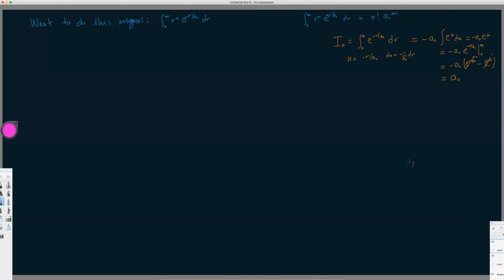So we have I0 here. There's a little table: the integral and the answer. And that's a0. Now let's check this against what we know is supposed to be the answer. So in this case, n is 0. So we have a 0 factorial, and in fact, 0 factorial is 1. a0 to the 0 plus 1, in other words, a0 to the 1, which is a0, so that checks.